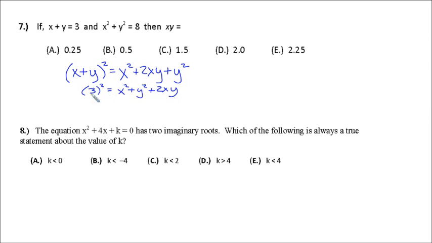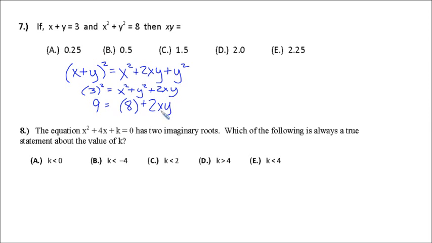So now, let's evaluate the left. 3 squared was 9. Equals, and I can replace x squared plus y squared with 8, because it was given to me in the problem. It says 8. And then we have plus 2xy. If you notice, now we have an equation where we have nothing but numbers and then this value xy, and the value xy is exactly what we're looking for.